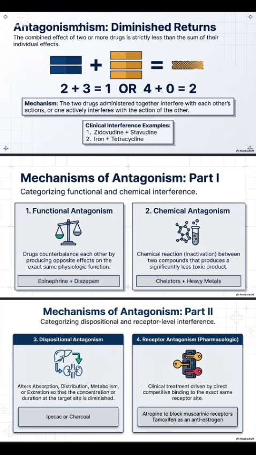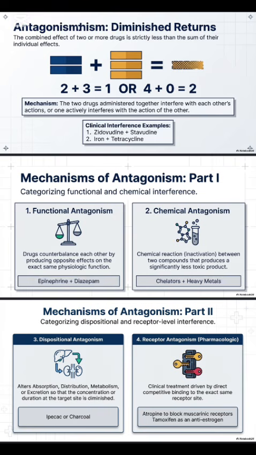examples given there. Next up is antagonism, whereby the combined effect of 2 or more drugs is less than the individual effects they would have. And the mechanism of action of these antagonists can either be chemical interference or interference at the receptor level. For chemical interference, we have functional antagonism, whereby both drugs have opposite effects and as such cancel each other out.